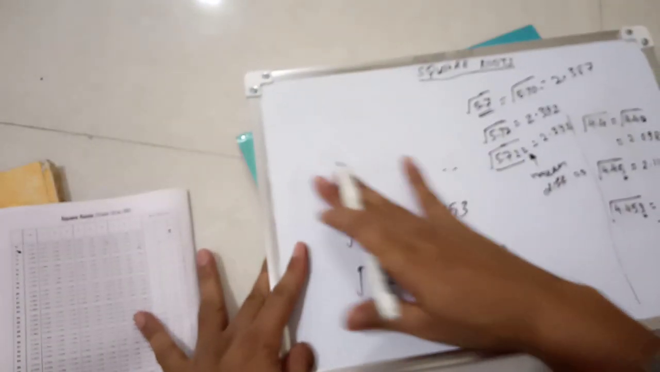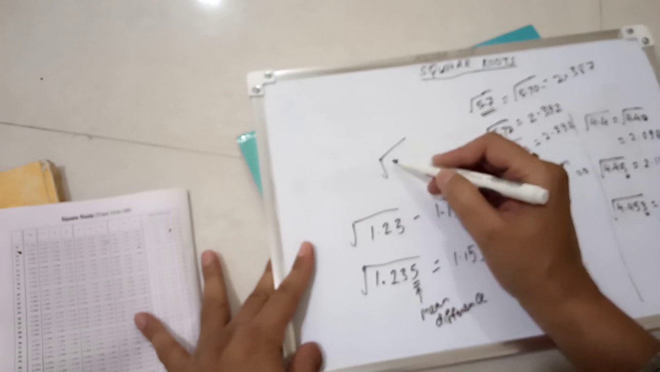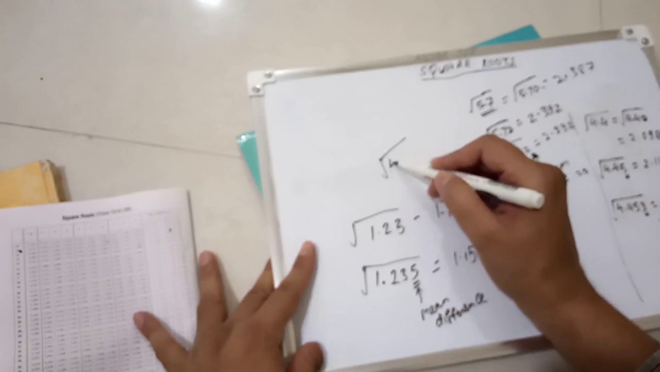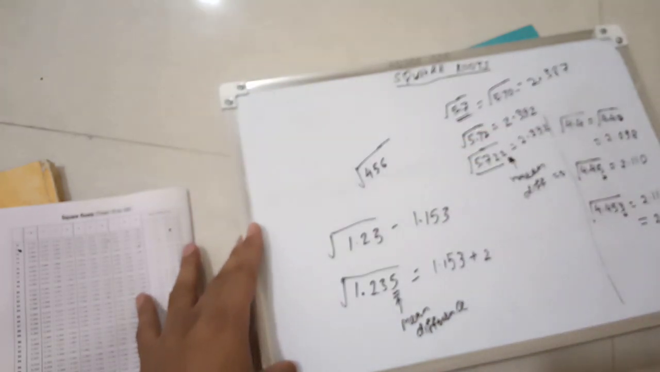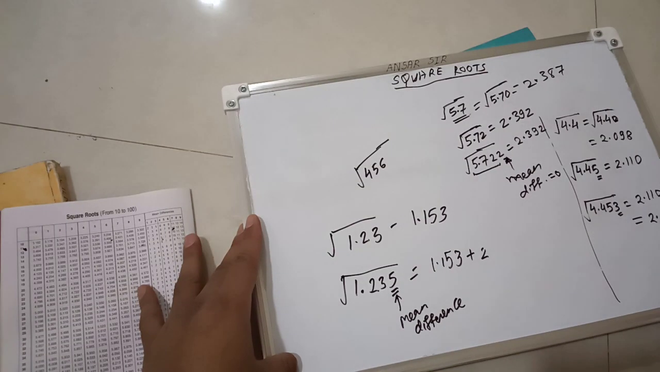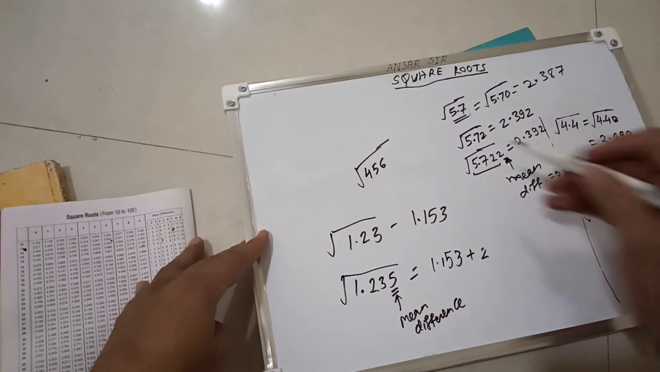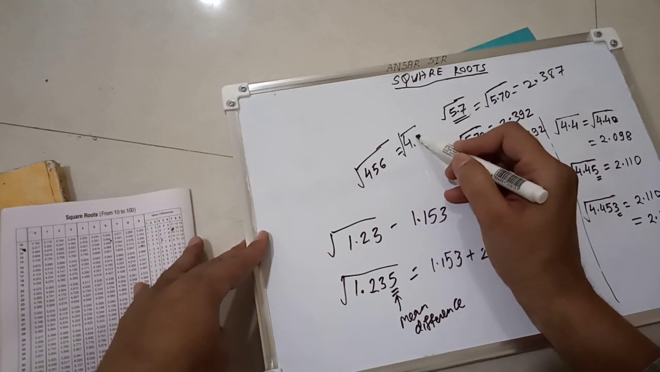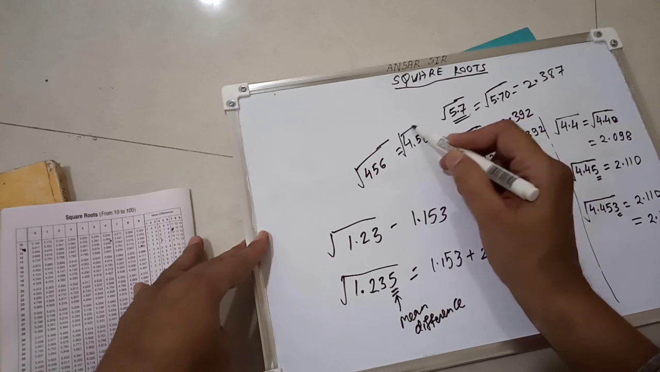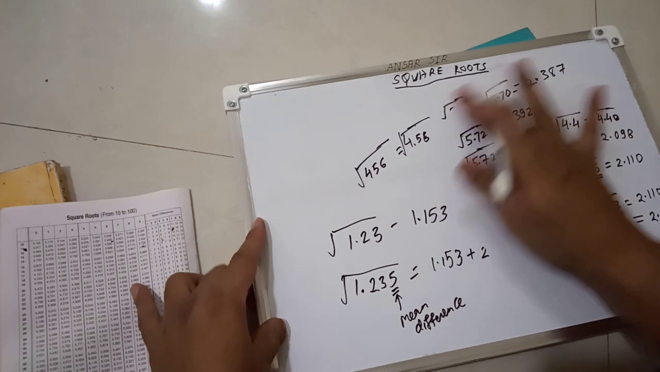Suppose some other value is given. If they give the value 456, find out the square root of 456. How can we find it? So we can do one thing, write it as root of 4.56 into 100.